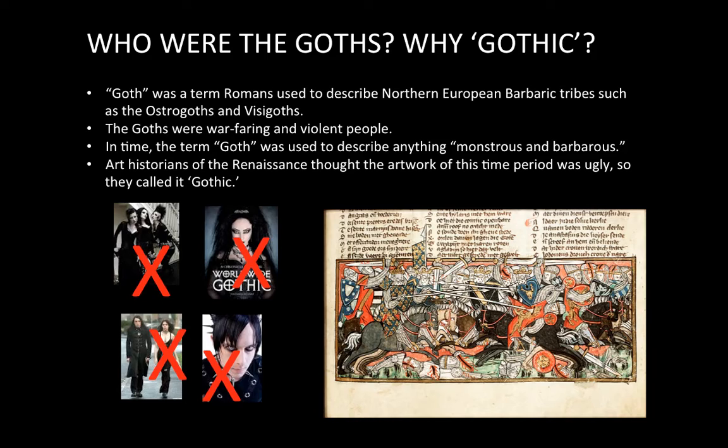The Goths that we're talking about is a term that's derived from the names of Northern European barbaric tribes, such as the Ostrogoths and the Visigoths. These were all barbaric people that were enemies of the Roman Empire, so the Romans used the relatively derogatory term Goth to describe them. The Goths, in general, were warfaring and violent people. So in time, the term Goth was used to describe anything that was seen as monstrous and barbarous. Art historians of the Renaissance thought that the artwork of this time period was so ugly, so they called it Gothic artwork.